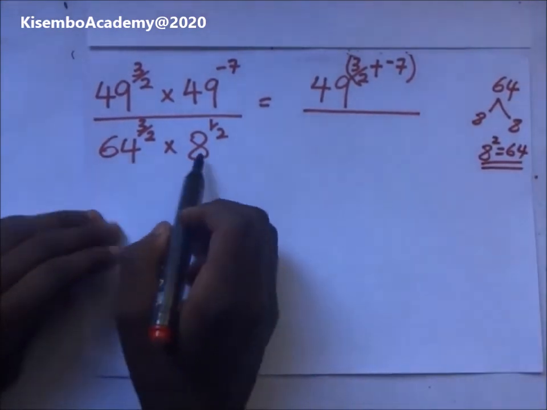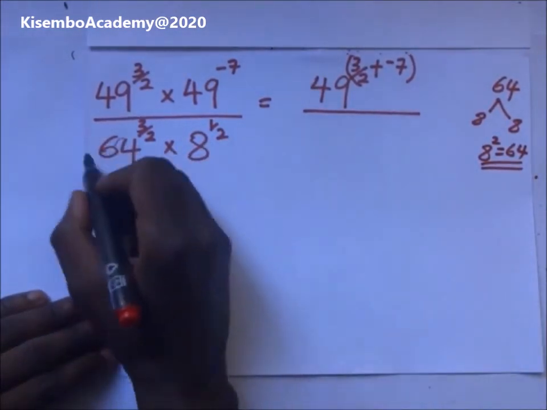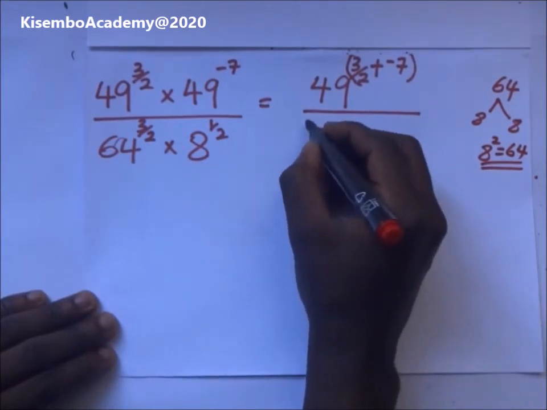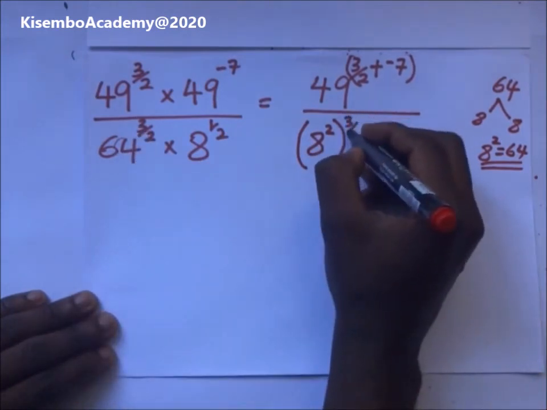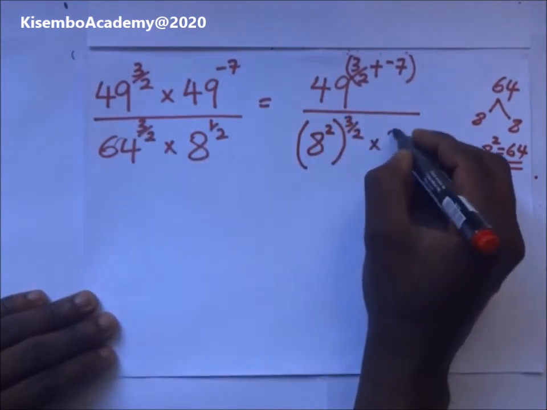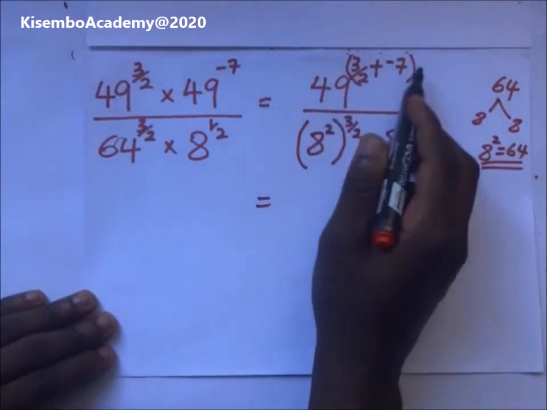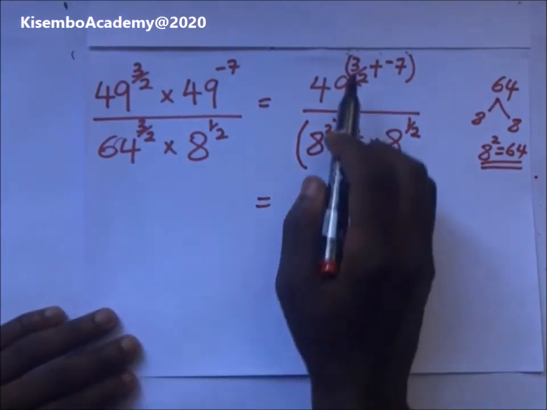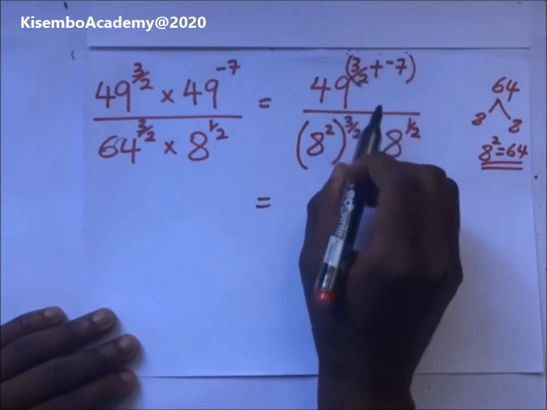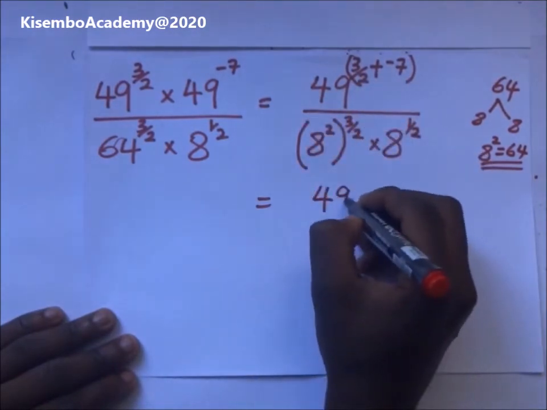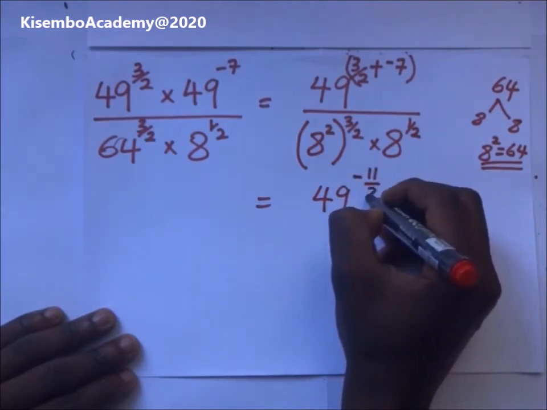So to make these bases look the same, this is the same as saying 64 is 8 squared. So this is 8 squared to the power 3 over 2 times 8 to the power half. So you shall end up with 49 to the power, now 3 over 2 plus negative 7, which is the same as 3 over 2 minus 7, and this is going to give us 49 to the power negative 11 over 2.